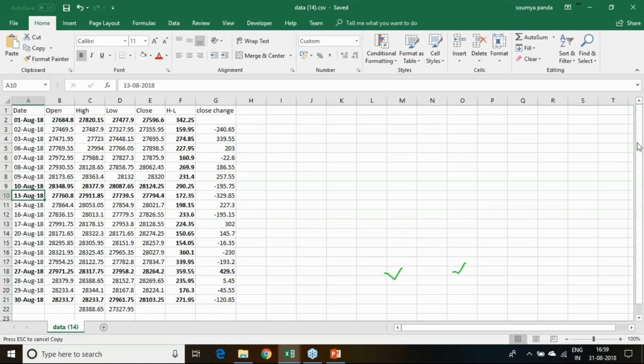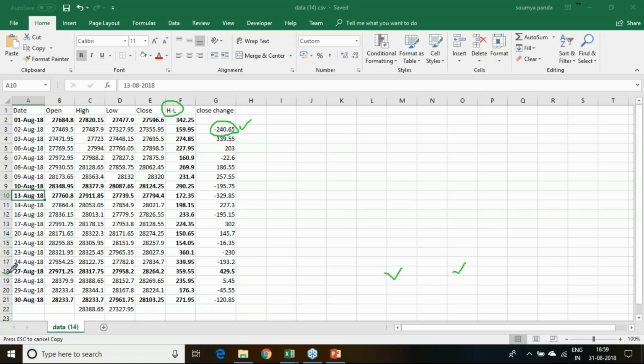So I have just taken 2 parameters here. One is the difference between the high and low. The other, based on the previous day close, how many points it has moved. So from 1st August to 2nd August, how many points of movement it has triggered. What was the price on 1st August and what was the price on the 2nd August. So how many points of movement it has given, that I have figured out.